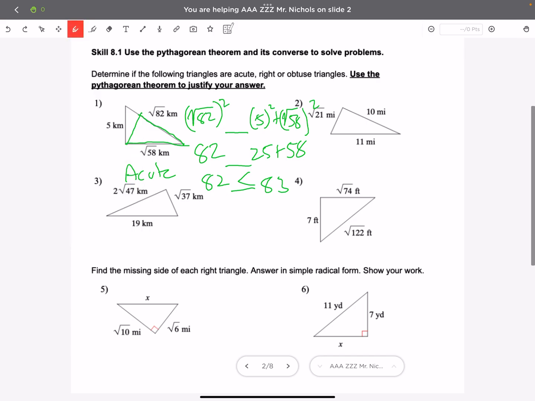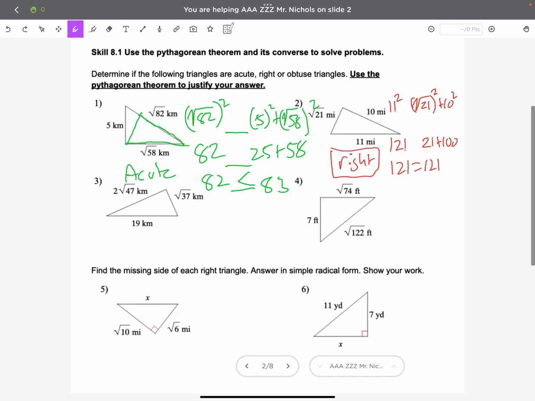All right, let's switch up for the next one. So for 2, we do the same thing. Now in this case, 11 is across from what looks like our right angle. And so we would do 11 squared compared to root 21 squared plus 10 squared. And that's going to be 121 compared to 21 plus 100. And 121 equals 121. That means that this is a right triangle.